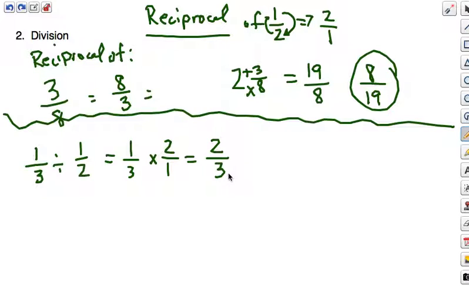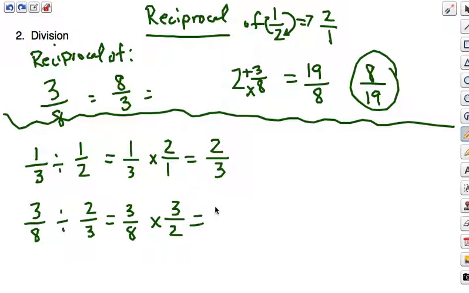All right, let's look at another one. We have 3/8 divided by 2/3. So we have 3/8 times 3/2. Multiply the numerators: 3 times 3 is 9, and the denominators give us 9/16.